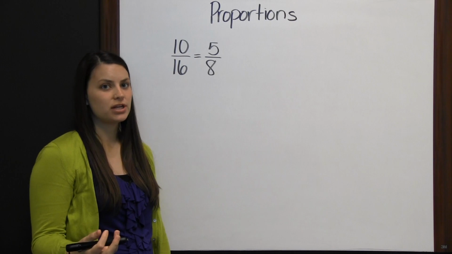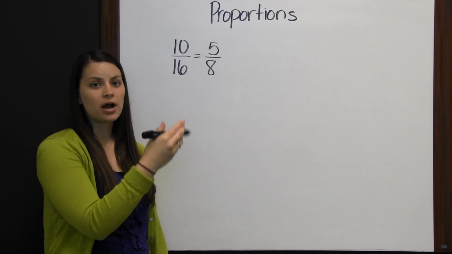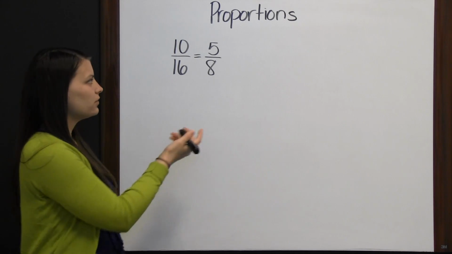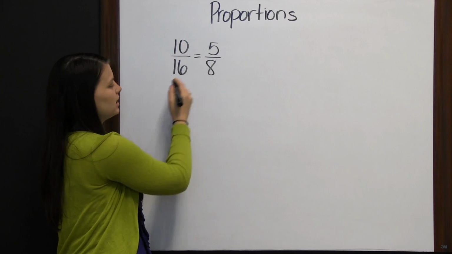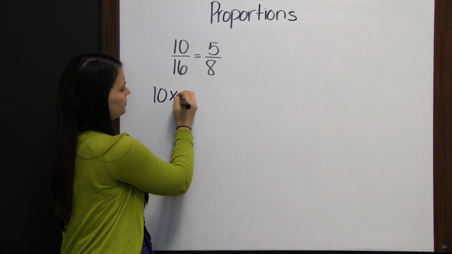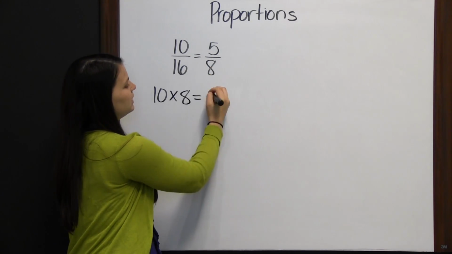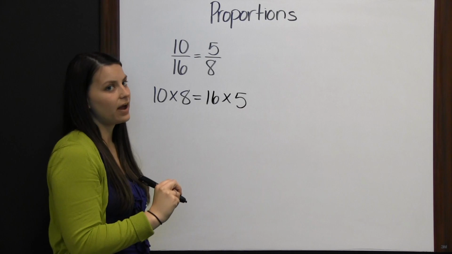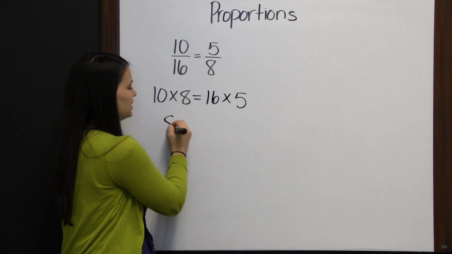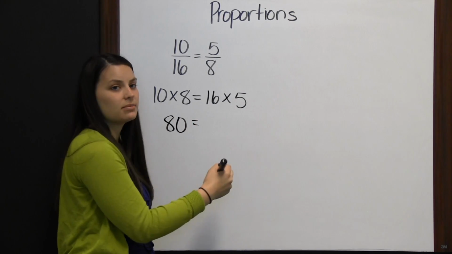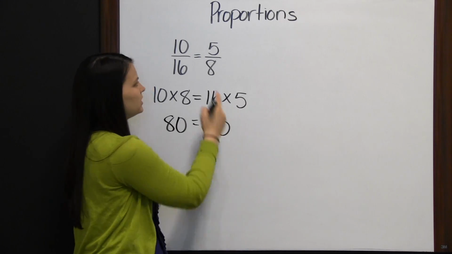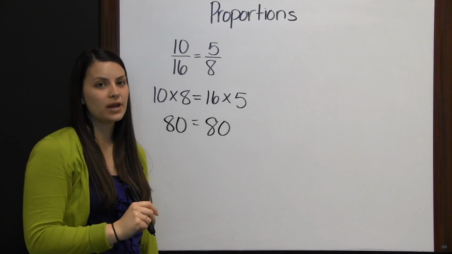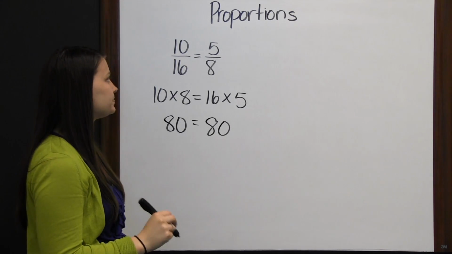Now in your proportion, you can do what's called the cross products to tell if your ratios are in fact equal. For instance, with this one, 10 times 8 should equal 16 times 5 if these ratios are in fact equal. 10 times 8 is 80, and 16 times 5 is 80. So since the cross products are equal, that means that our ratios are in fact equal.